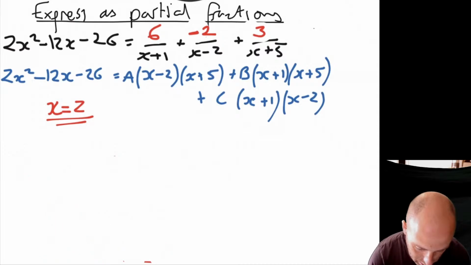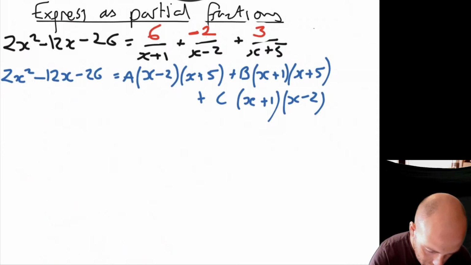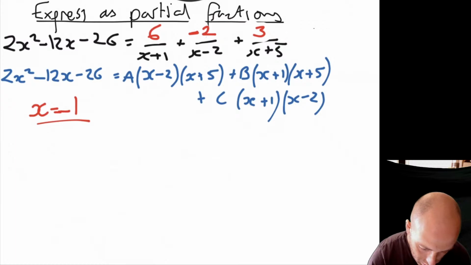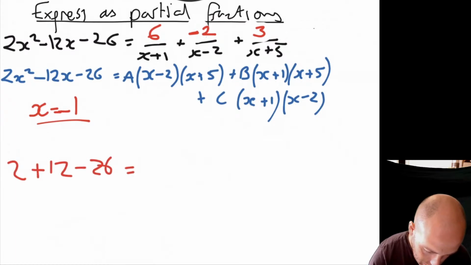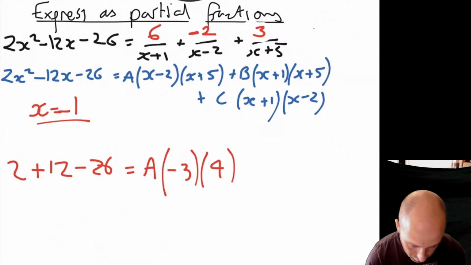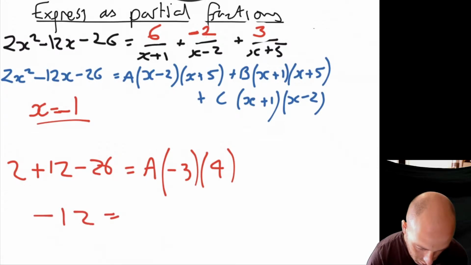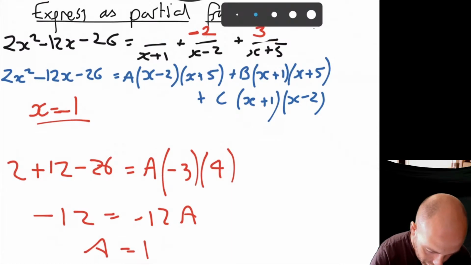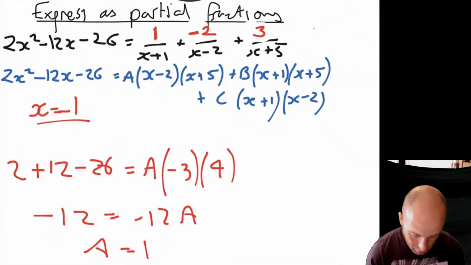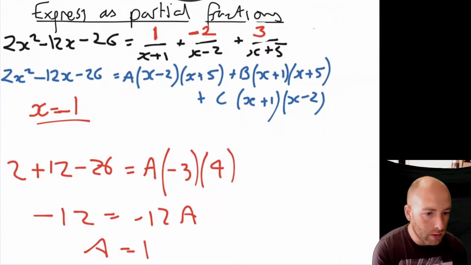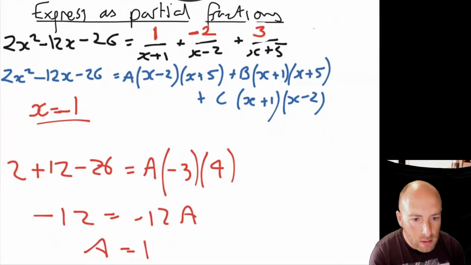So this time we're putting in x is minus 1. So we get 2 plus 12 minus 26 equals a lots of minus 3 minus 4. Oh, I do get this one different reason, minus 12a. So a should be 1. Cool. So yeah, 1, minus 2, and 3 is what I think you should be getting.